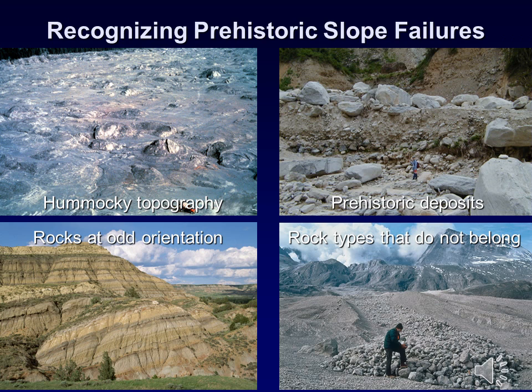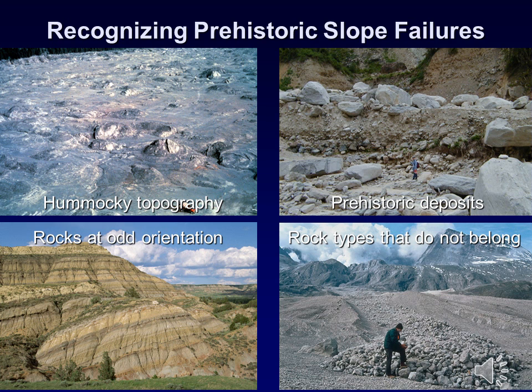Identifying an area where landslides have occurred in the past is important for making sure that you don't build on areas that are prone to landslide, because if it's happened in the past, it can happen again. So some of those features to look for if you're trying to recognize prehistoric slope failures are hummocky topography, prehistoric deposits, rocks at an odd orientation, and rock types that do not belong. So hummocky topography is a type of chaotic landscape characterized by randomly distributed high and low points, humps and pits that are commonly created by landslides.